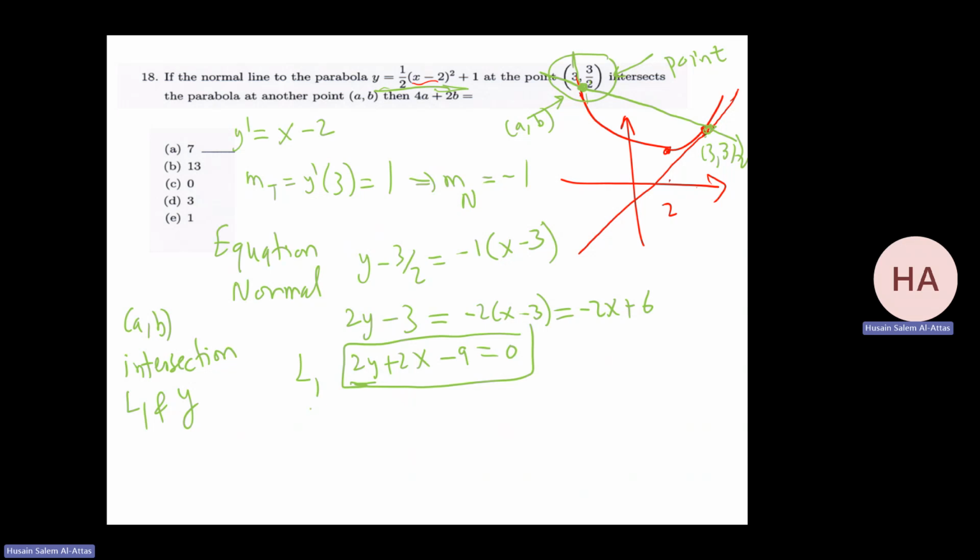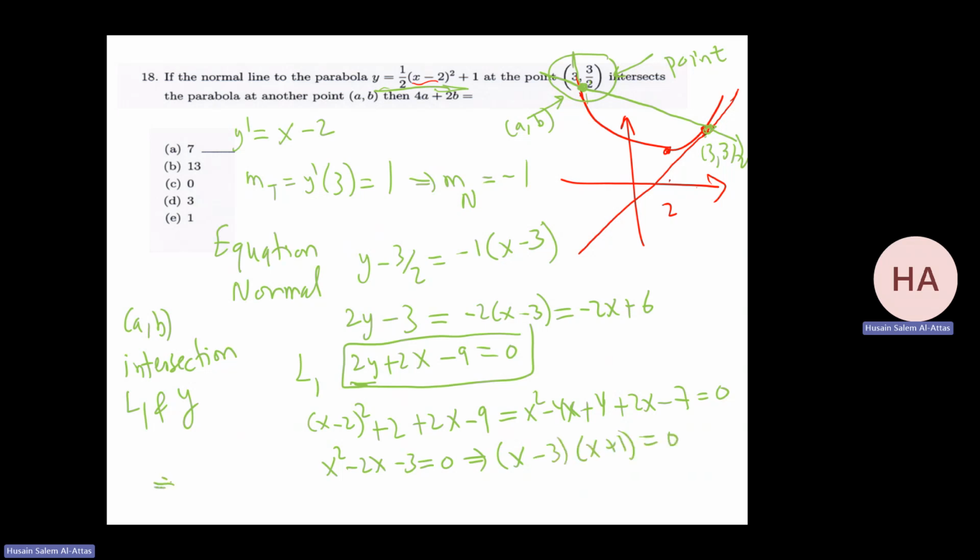So I have 2 times half x minus 2 squared plus 2, plus 2x minus 9. That will be what? x squared minus 4x plus 4, minus 4x plus 4, plus 2x minus 7 equals 0. So I have x squared minus 2x minus 3 equals 0. So I have x, what is that? x minus 3, x plus 1 equals 0. So I have either x equals 3 or x equals minus 1.